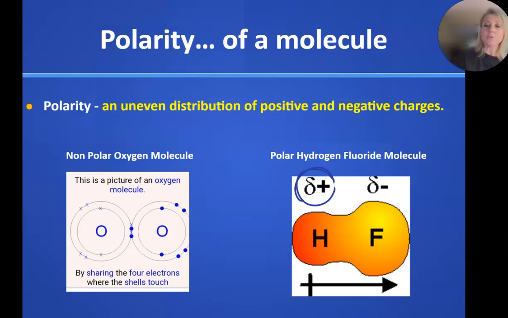Another way to show the direction in which electrons are being pulled is by using this fancy arrow that we have down here at the bottom. So notice that this side here is like a plus sign. That means that that's the place that the electrons are leaving from. And then the part that actually has the tip of the arrow is showing us where the electrons are spending most of their time.